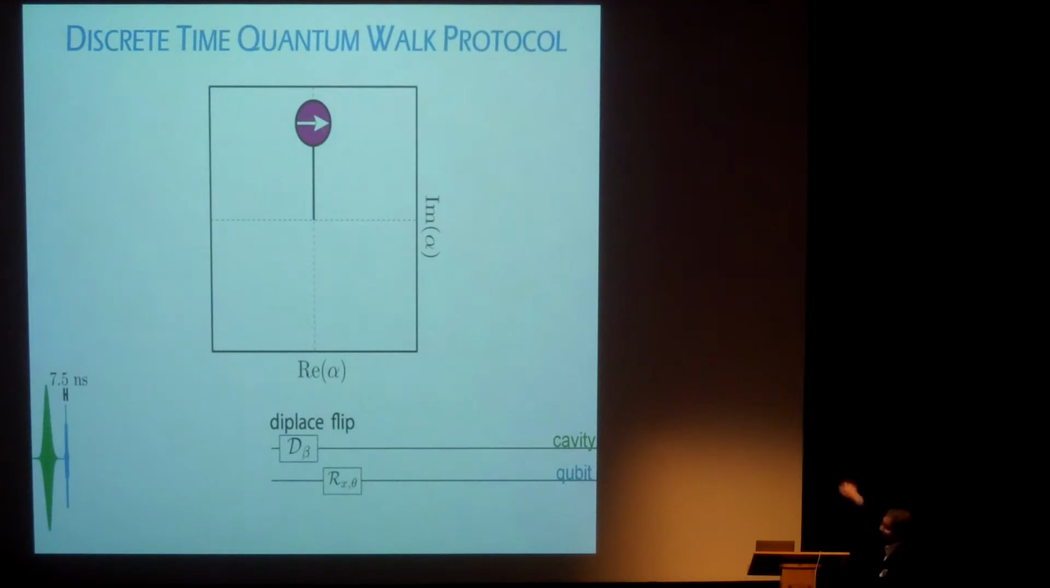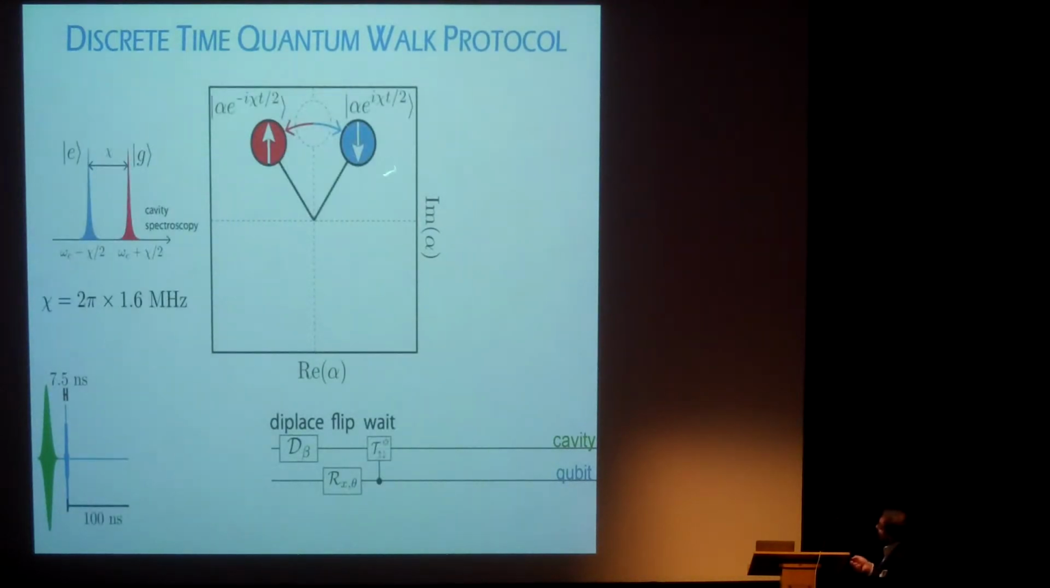And then I flip my coin. I put a very sharp pulse, shown here, on the qubit to create a superposition of any arbitrary angle, and then I let the system evolve. The dispersive interaction, the coupling between the two, is going to cause this state to go around on a lattice. In particular, I'm going to pick points on a circle. So displace, flip, wait, and then repeat.